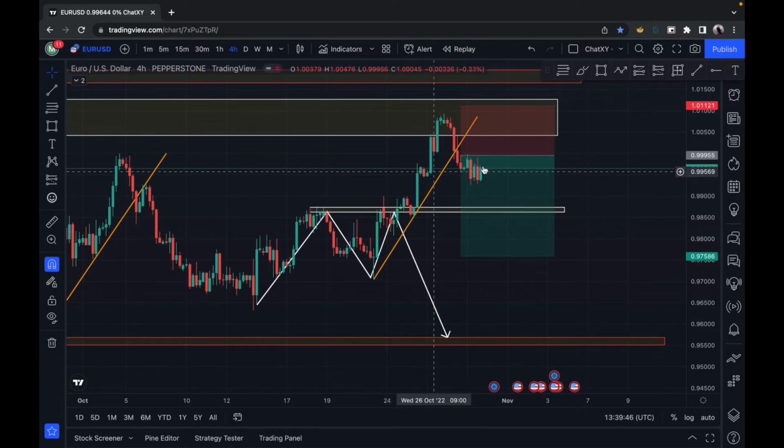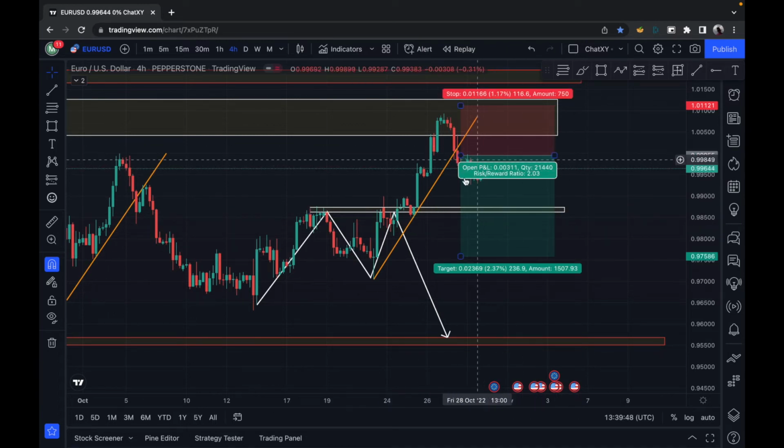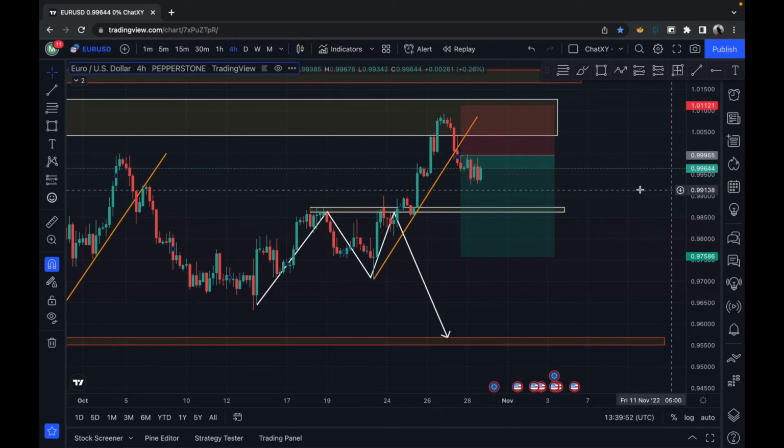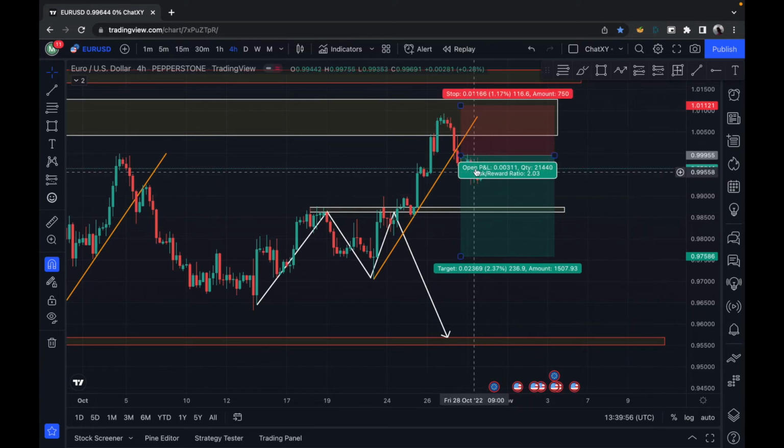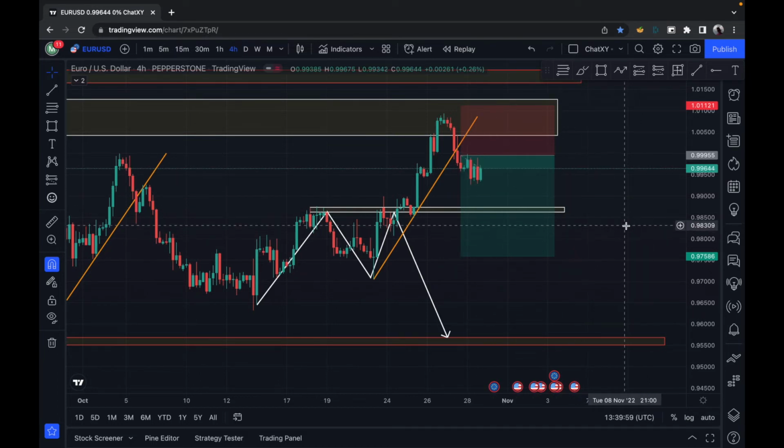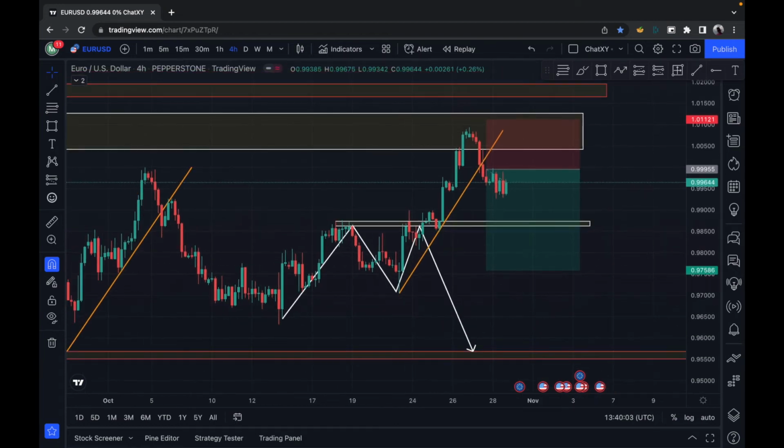So I'm still in small profit. Market is a bit rangy here. It's still ranging in my entry zone, but then I hope that market will keep dropping down from this particular point. So this is what I have for Euro USD for this new week.